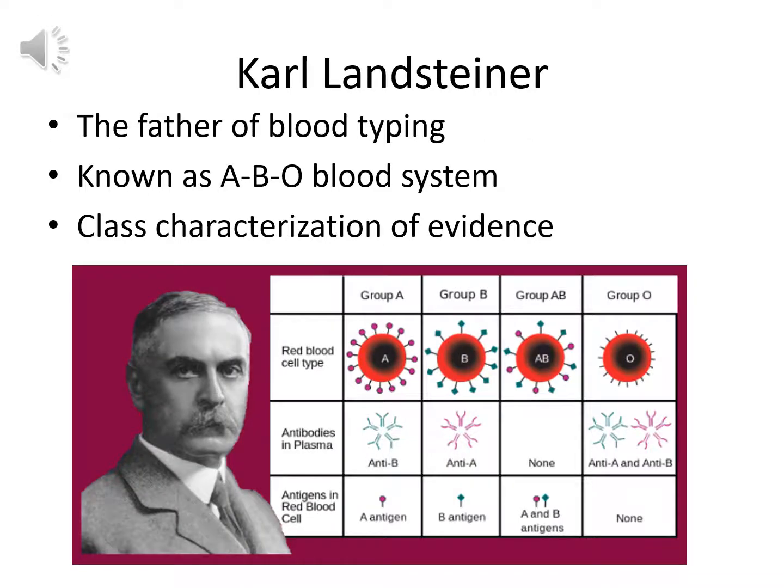Karl Landsteiner, we talked about him a while back toward the beginning of the course, is the father of blood typing. This work is not all that old. This was around 1900 that he did this work, and he won the Nobel Prize for it a few years later. He devised the system that we now know as the ABO blood system. This allowed for the class characterization of evidence in a few key cases, like the Jeffrey MacDonald case.